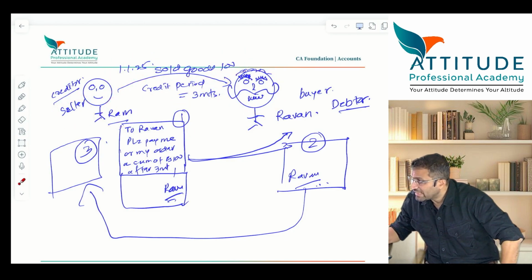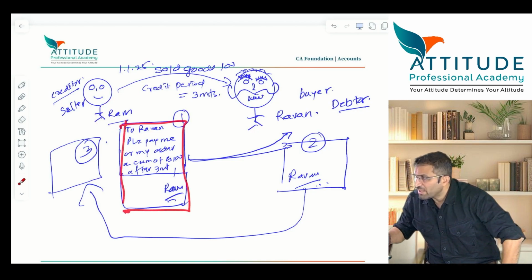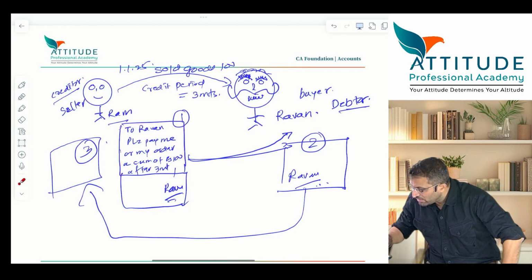This is the sale entry. Then what will Ram do? Ram wants some kind of security. So he draws a bill. Right now it is not a bill of exchange. It is only known as a draft. What is it known as? Draft. So what does he write in the draft?